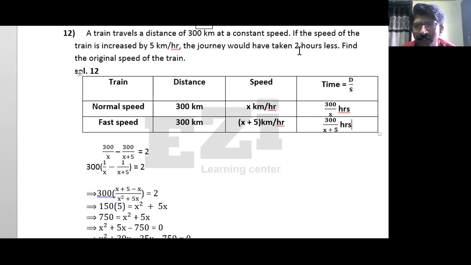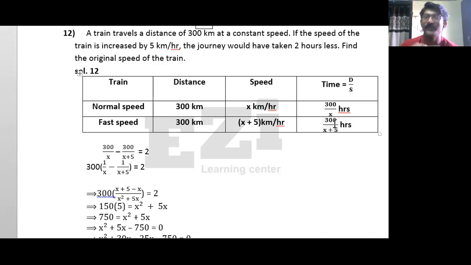Now some people directly write this minus 2 over here, which is wrong. That 2 hours will be used somewhere else. Hold on. Now understand. So let's say this is 10 hours and this is 8 hours. Why 8 hours?